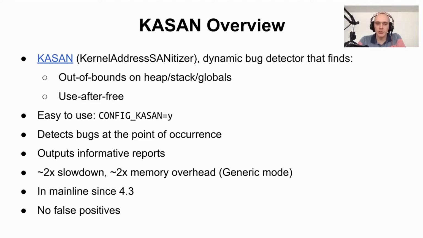It's really easy to use. The only thing that you need to do is to flip config KASAN when you build the kernel, and that's it. Just build the kernel and run it.